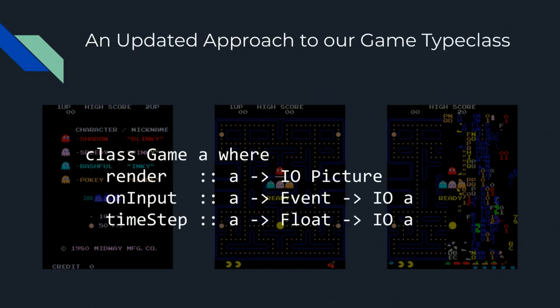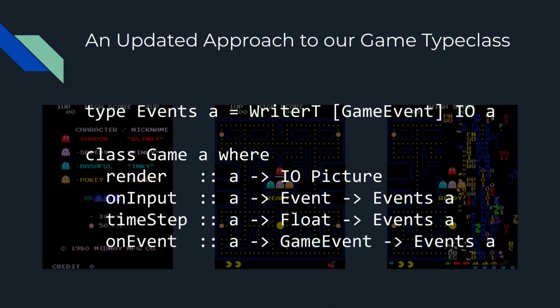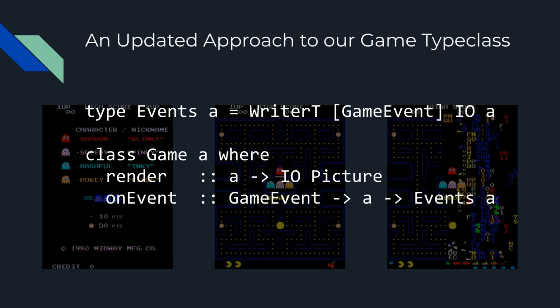So if we change the way we think about this and instead think, well, maybe these things can fire events. Events is just a WriterT of game events. So whenever one of these things happens, you put a new event at the back of a list. Once you finish doing that, you run through all the game events in another game event function. Well, if you're doing that, you might as well just say time step and input events are game events too. So you've got this sort of functional reactive loop of events that are happening.